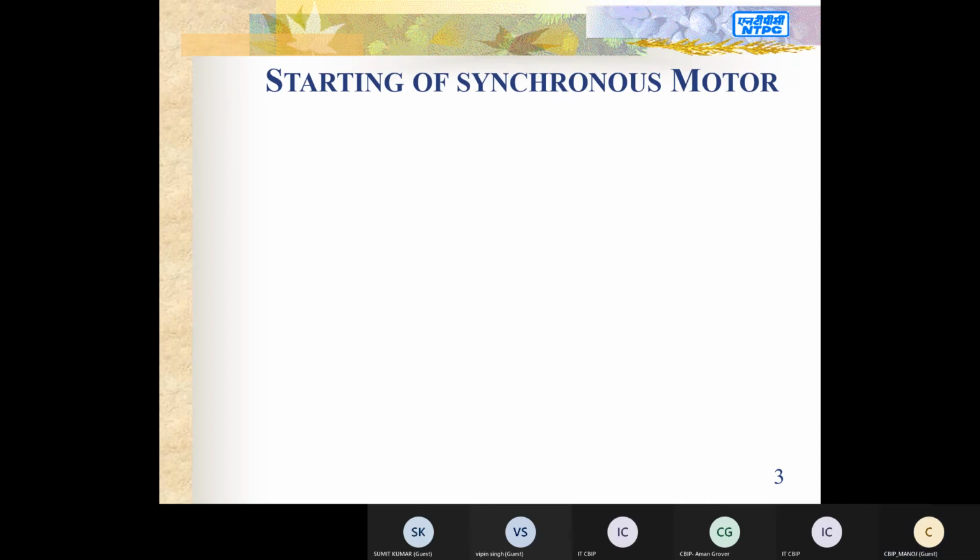In a synchronous motor, there is no magnetic locking at the time of starting. Yeah, very correct. Why is there no magnetic locking? What is the problem? Repeat the question, sir. Why is there no magnetic locking in synchronous motors? What is the problem?